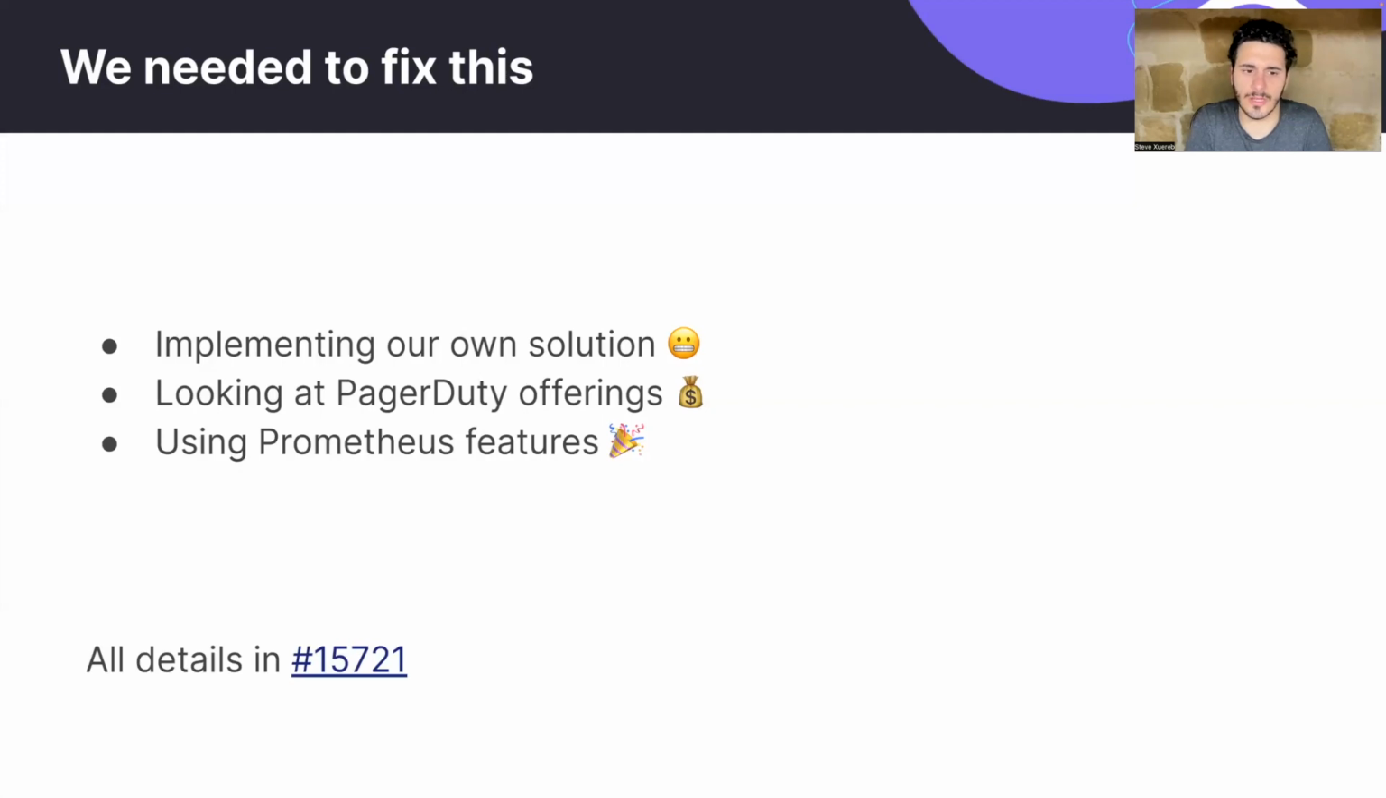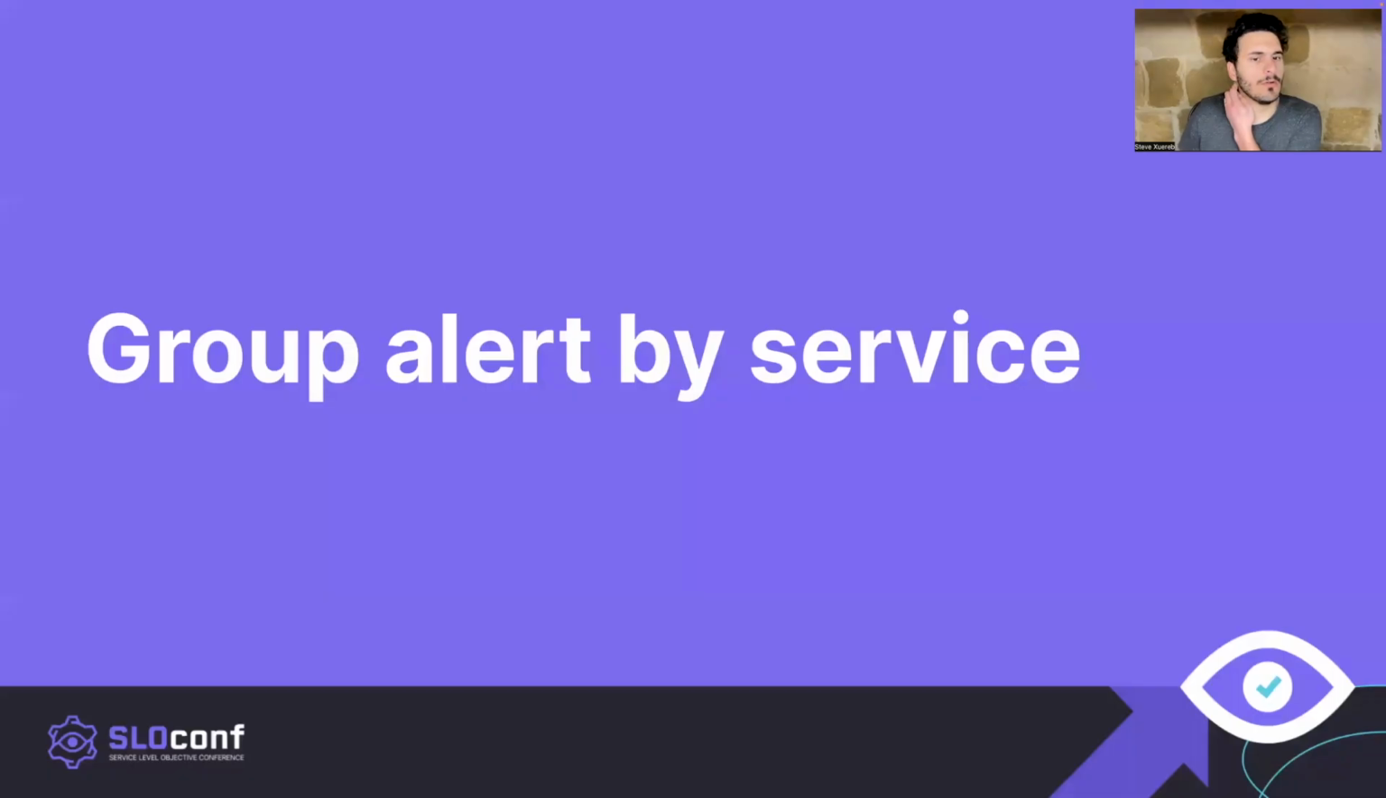And then we also looked at Prometheus. We already are using Prometheus for all of our metrics gathering, alerting, and routing. So we already depend on Prometheus quite heavily. So it felt quite natural to use Prometheus's features. So tackling the first problem, service-wide degradation. One idea was, let's group by service, right? If a service is degraded, we should group all of the alerts into one go, right?